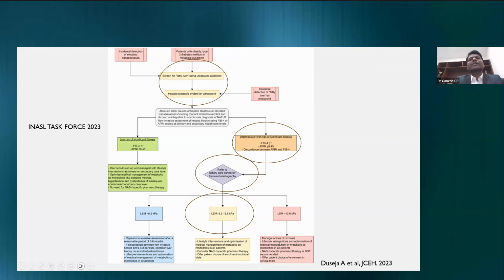Hope I'm clear. An LSM value of 8.2 to 13.6 is the patient group who can be treated and improved with the pharmacotherapies which we have seen, mainly resmetirom, semaglutide, saroglitazar, etc. So we should give pharmacotherapy only to the patients who have an LSM of 8.2 to 13.6. Apart from that, all other patients should be put on lifestyle intervention.